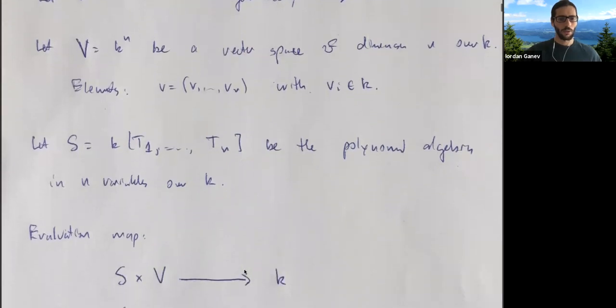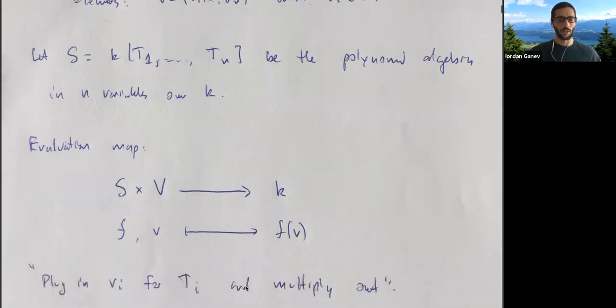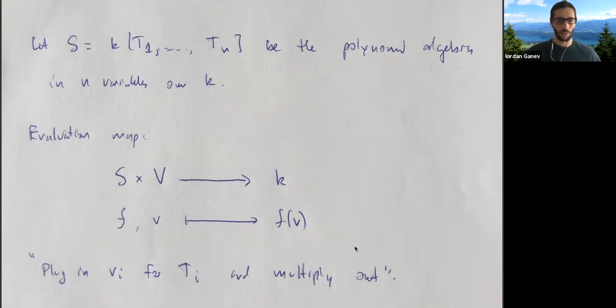And so this polynomial algebra, we can think of it as defining functions on the vector space V of dimension n. More specifically, we have an evaluation map. If we have a pair of a function and a vector in this vector space, we can evaluate the function at the vector. So we just plug in Vi for Ti and multiply out. This is just evaluation of polynomials, nothing too scary. But this will be the basis of what comes next.